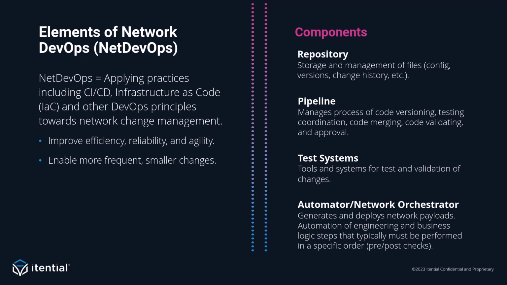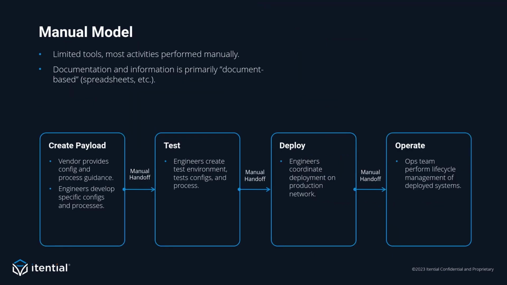So when we think about these components, let's talk about now really how do we phase this in? The model you see here, everything in blue, is pretty much the manual model, right? The four major phases we've identified here is around creating the payload, doing the testing, doing the deployment, and then operating the network after the change has been made.